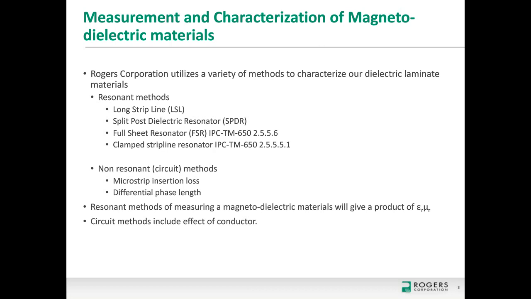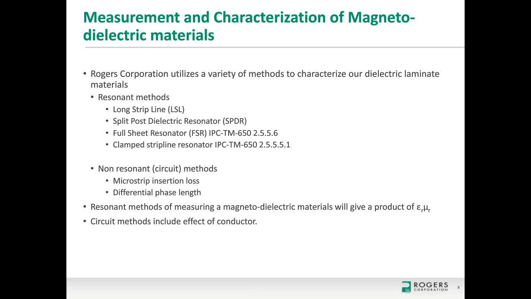And these will give you your dielectric constants at one frequency point, or in the case of the long stripline, at multiple frequency points. But if you use that same method to characterize a magnetodielectric material, what it'll give you is the product of mu times epsilon, which is an interesting piece of information to have, but it's not sufficient information to perform a design.